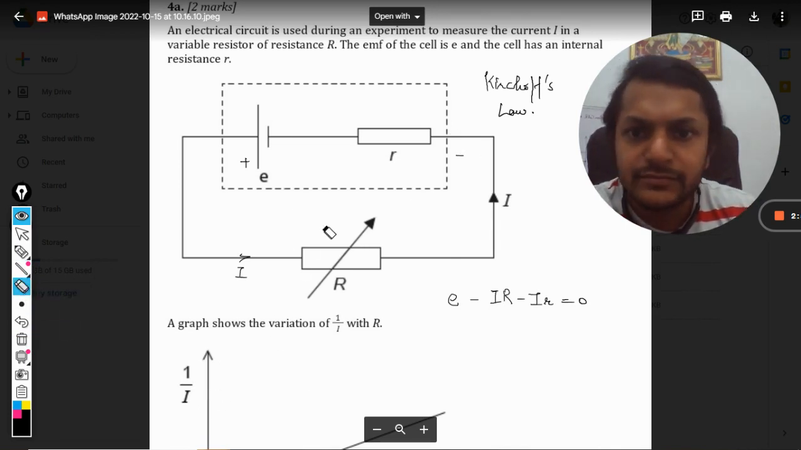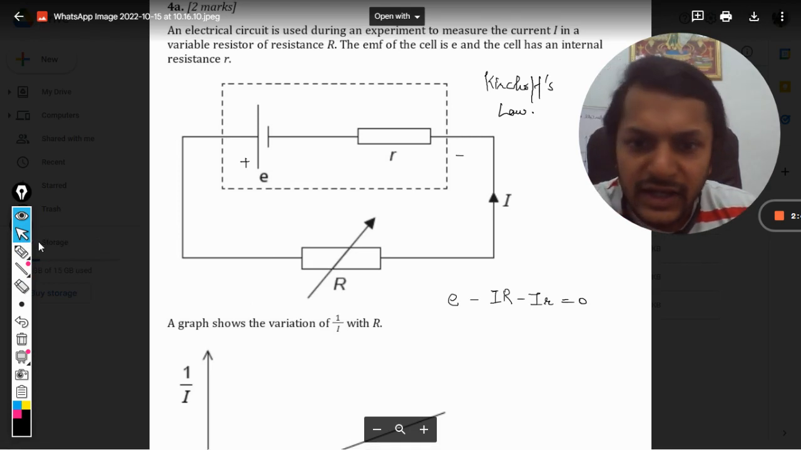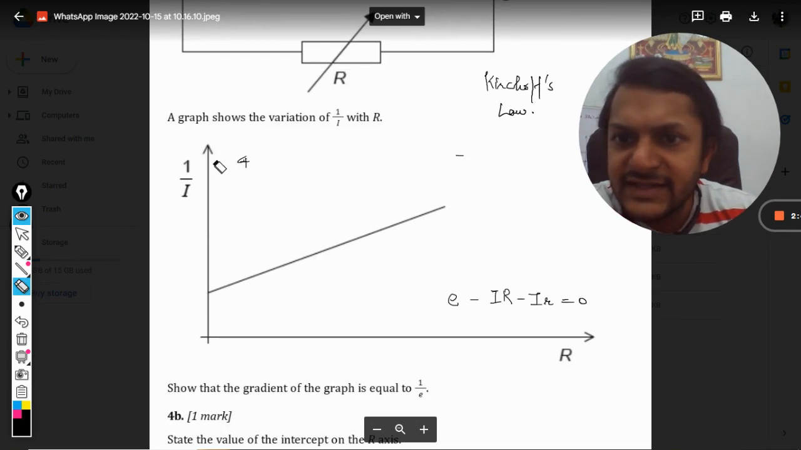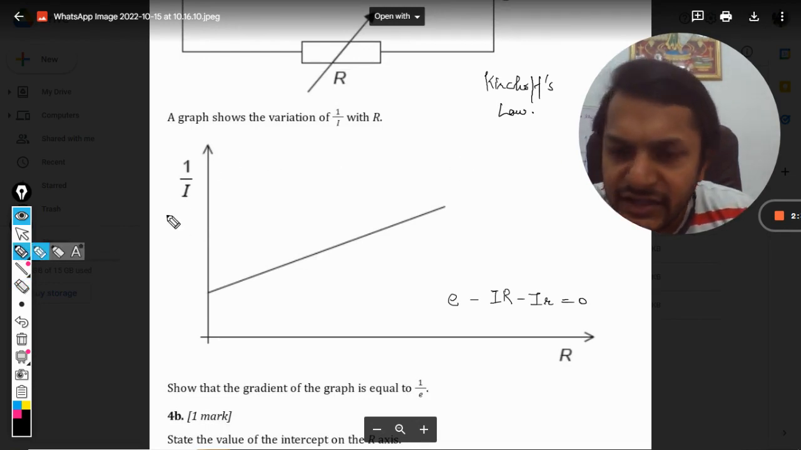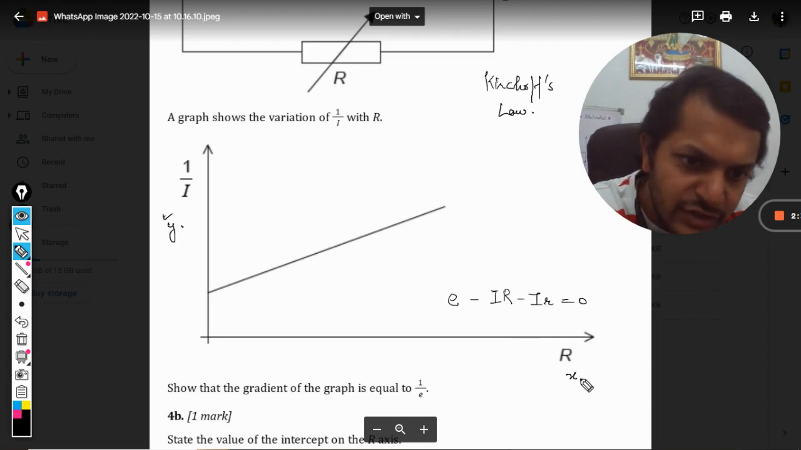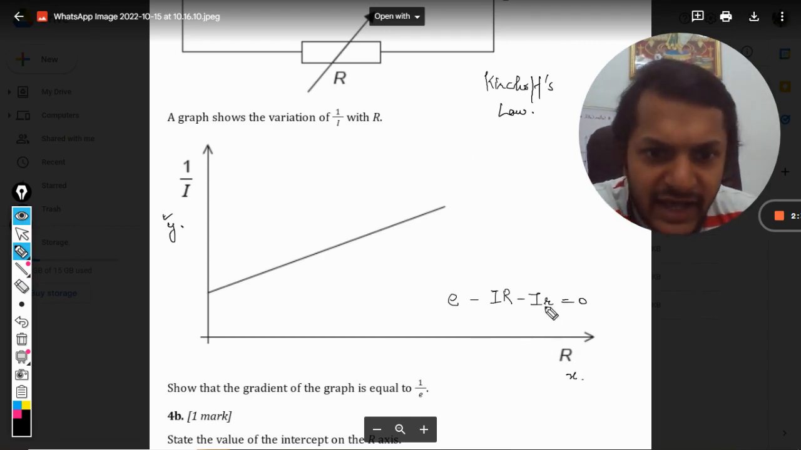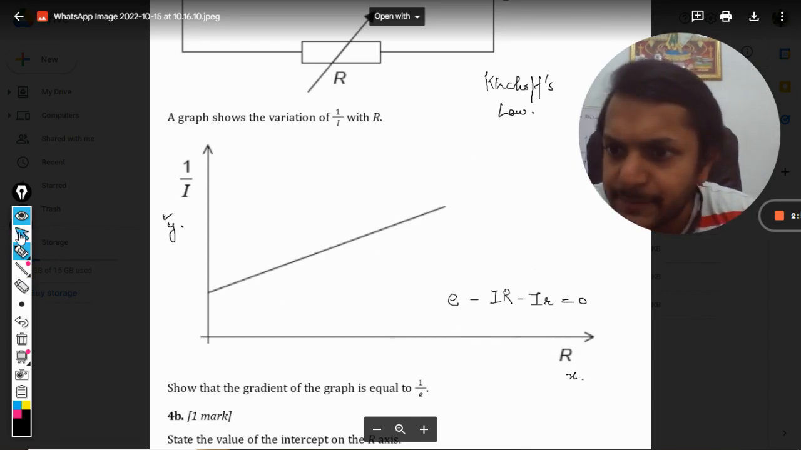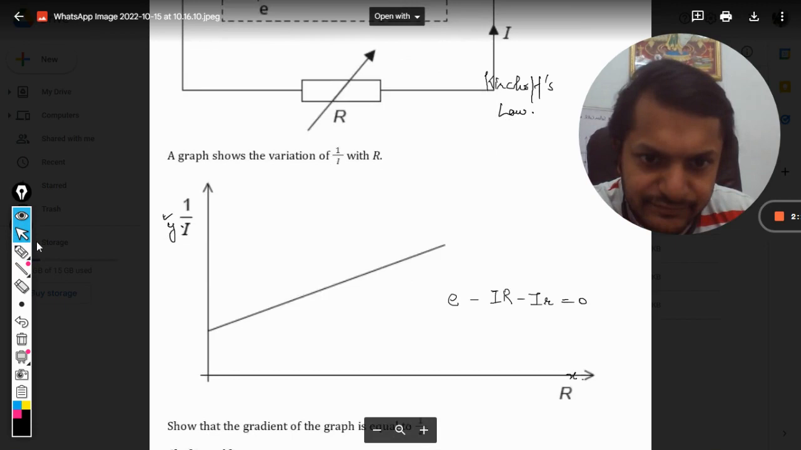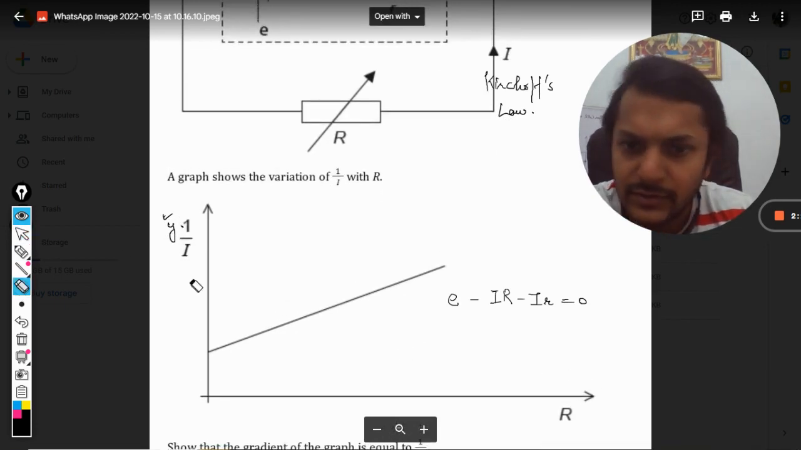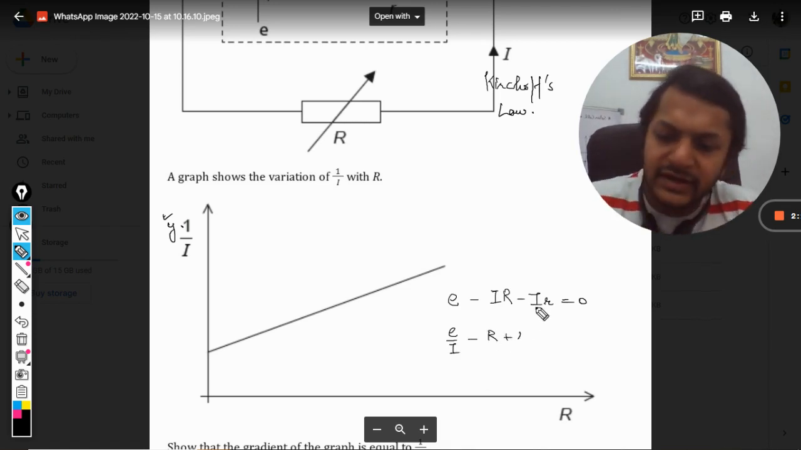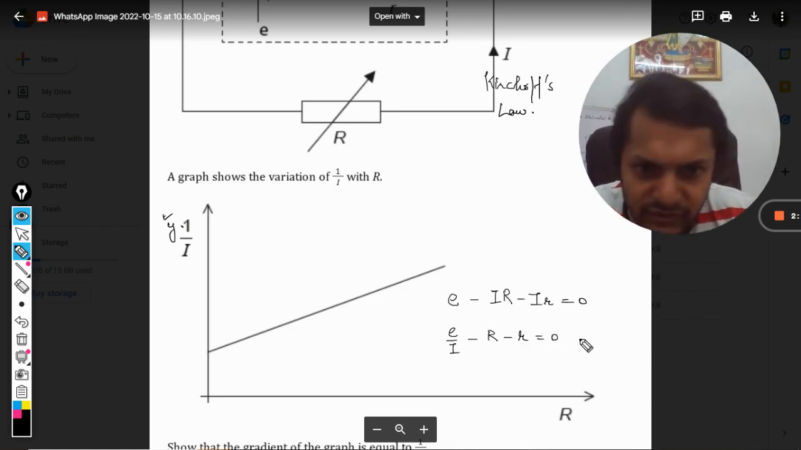Just a moment. Like this is the graph. Now, on this graph, we can see that 1 by I is on the y-axis and R is on the x-axis. So I need 1 by I here, so I divide this equation by I. So we are getting, you divide it by I, E by I minus R minus small r is equal to 0.